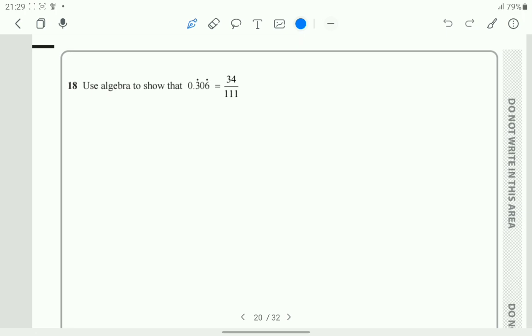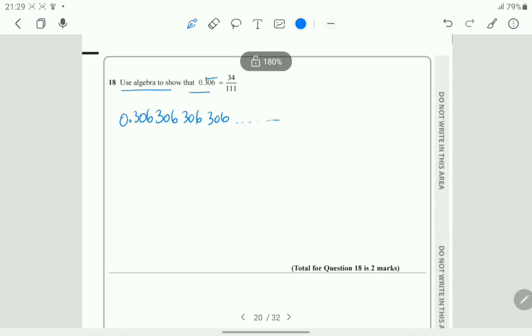Students, we have question 18. Use algebra to show that 0.306 repeating is equal to 34 by 111. What this means is that this is repeating indefinitely. Like sometimes you divide something by something which is not divisible by it, and it goes on and on and on. So this is the same case.